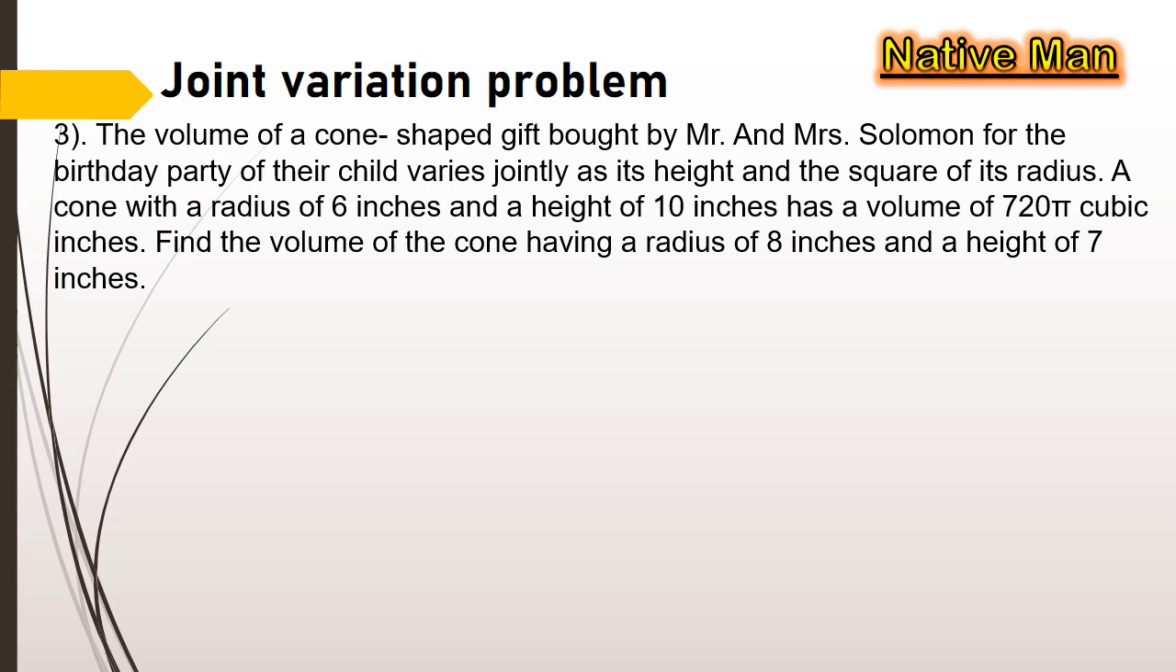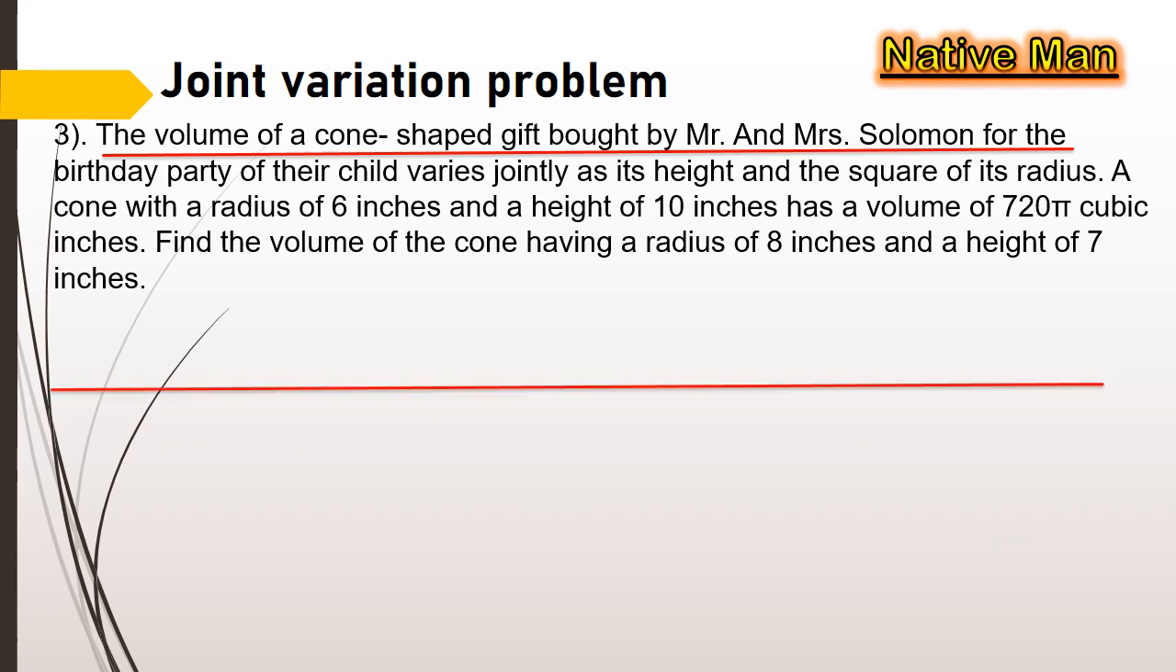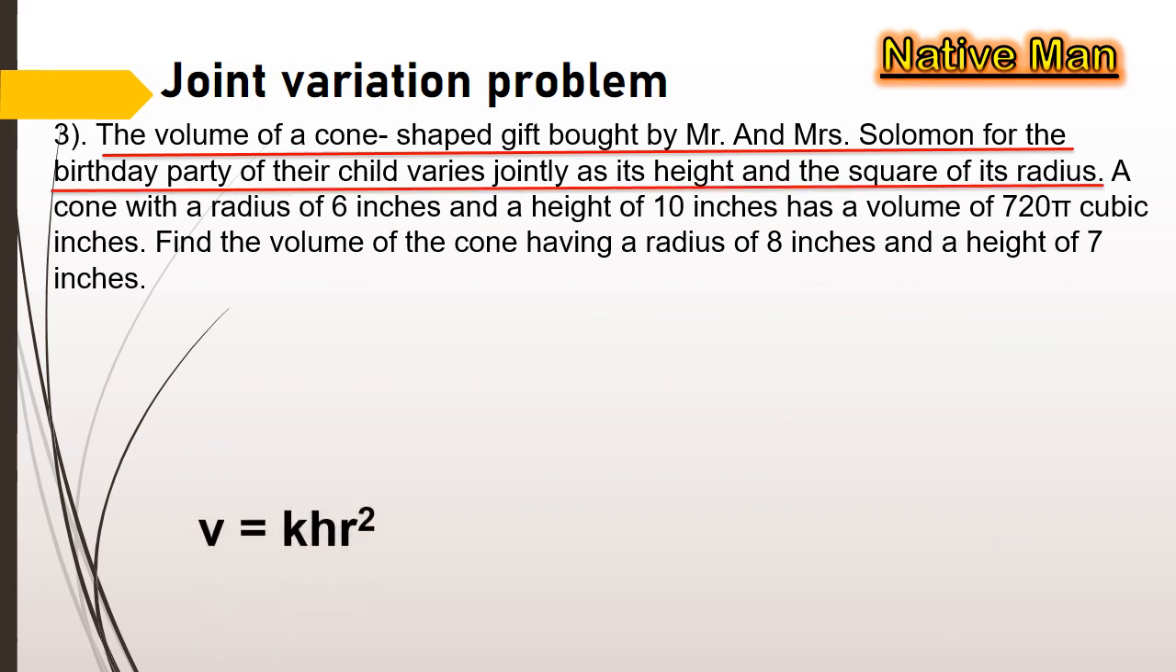So, gagamitin natin yung volume, V, and then, yung word na height, H, and radius, R. So, pag-translate natin yung statement na yan, magiging V is equal to K, H height, and then R squared. Kasi nakalagay doon, square of its radius. So, R squared. Okay? Identify natin yung given.